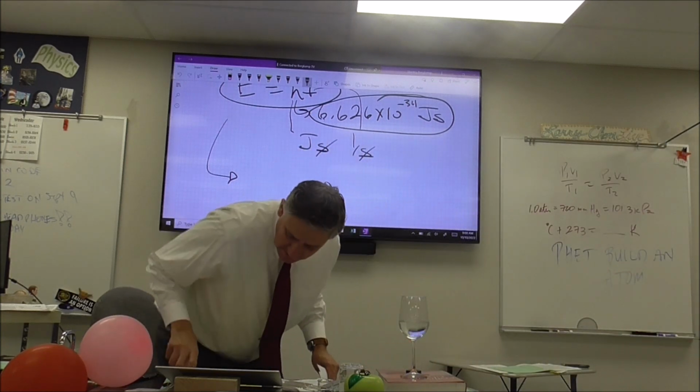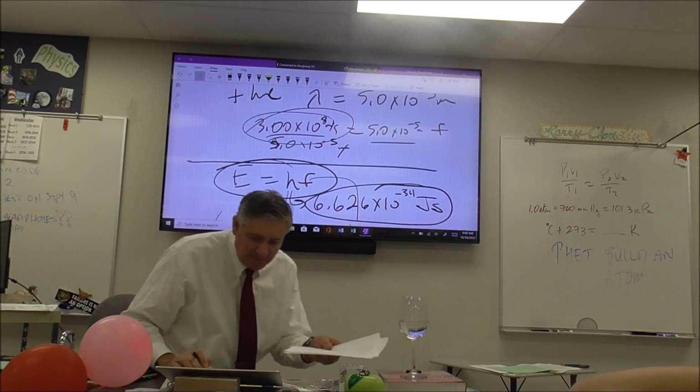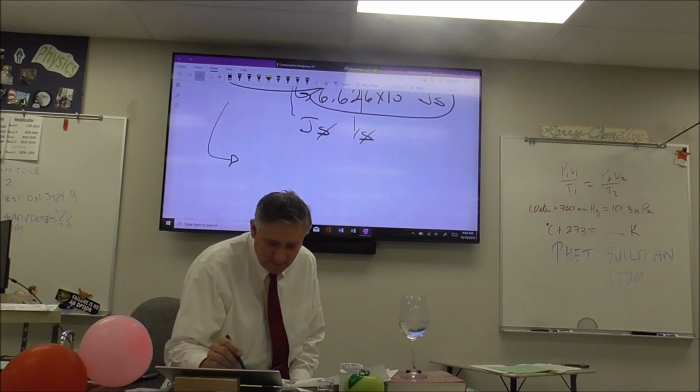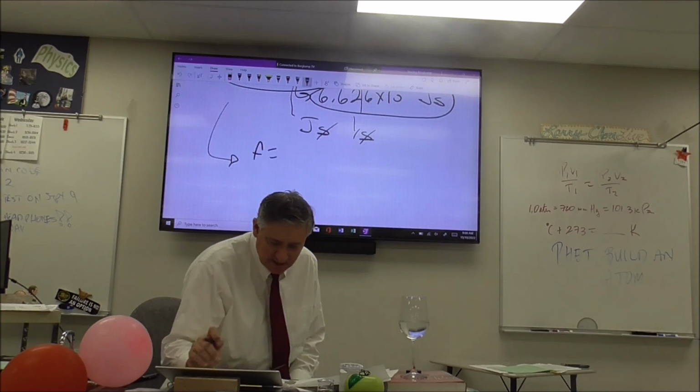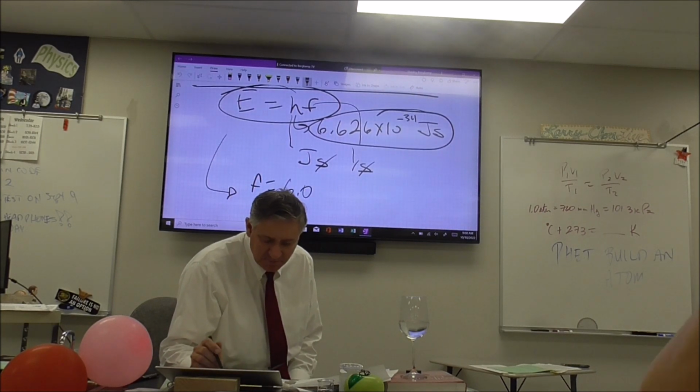Okay, so somebody take the speed of light, 3.00 times 10 to the 8th meters per second, and divide that by 5.0 times 10 to the negative 5th. What do you get? 6 something. 6.0 times 10 to the what? 12. Times 10 to the 12th hertz.